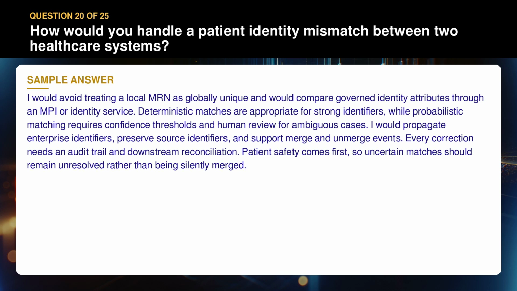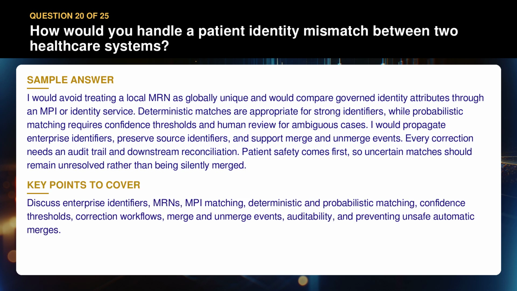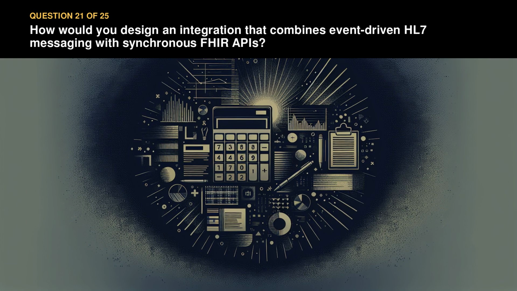Every correction needs an audit trail and downstream reconciliation. Patient safety comes first, so uncertain matches should remain unresolved rather than being silently merged. Discuss enterprise identifiers, MRNs, MPI matching, deterministic and probabilistic matching, confidence thresholds, correction workflows, merge and unmerge events, auditability, and preventing unsafe automatic merges.